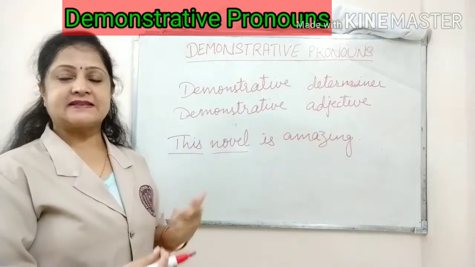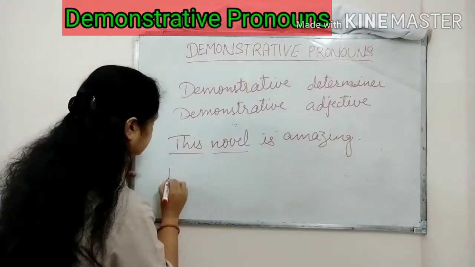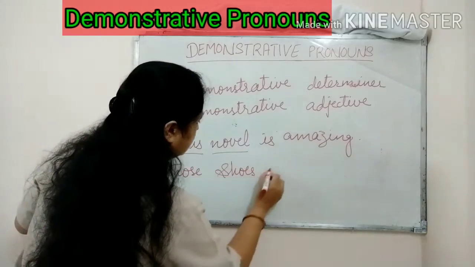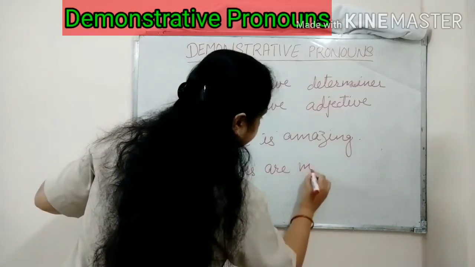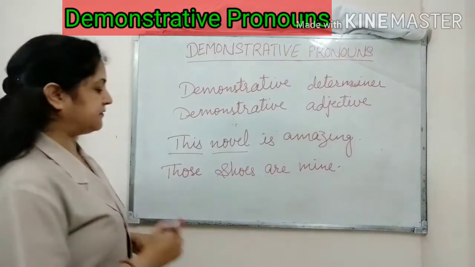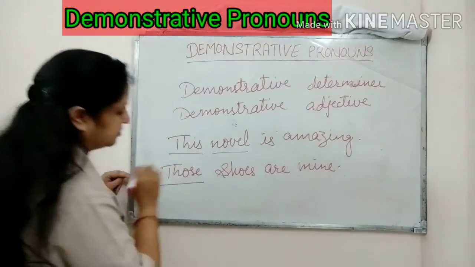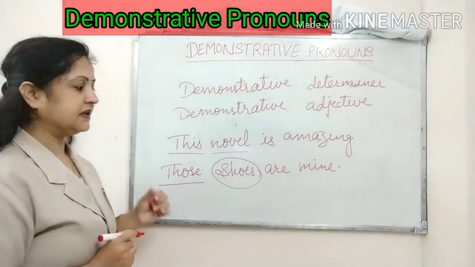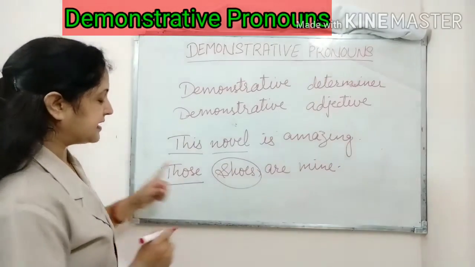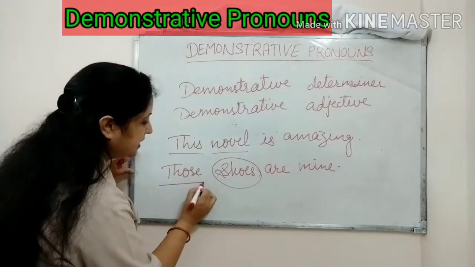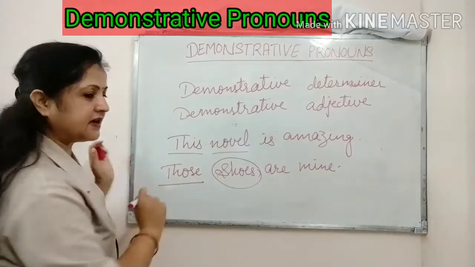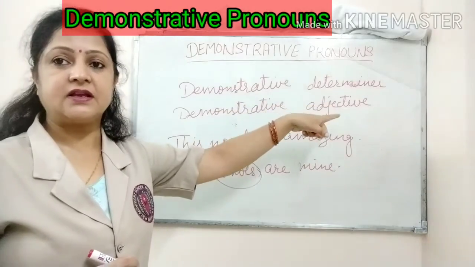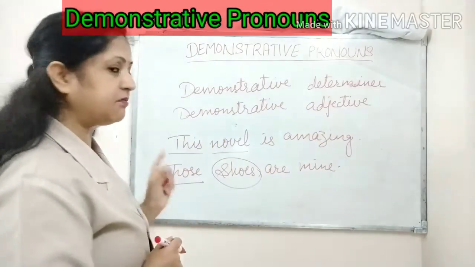We can take one more example here. Those shoes are mine. Here again we can see the demonstrative pronoun those, and just after those we are writing a noun. Instead of writing the auxiliary verb, we have written a noun. That's why, as the demonstrative pronoun is followed by a noun, here it functions as a demonstrative determiner instead of functioning as a demonstrative pronoun.